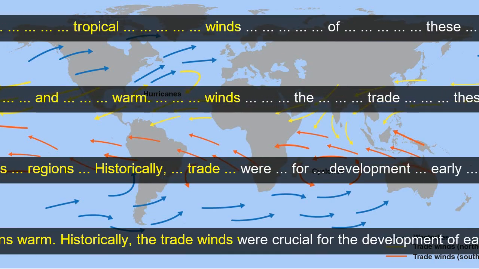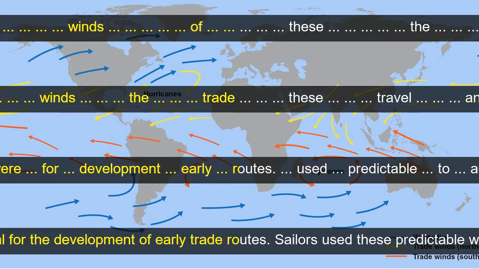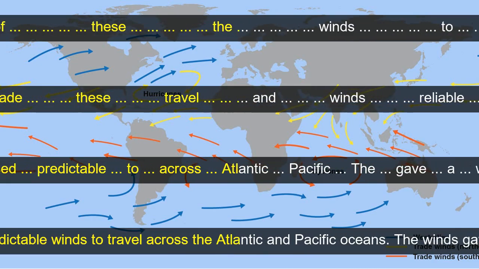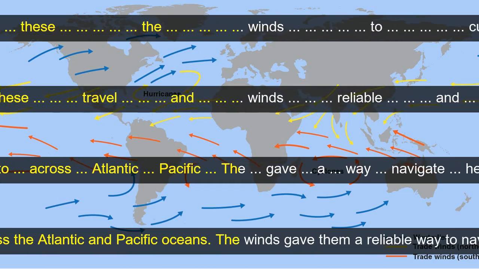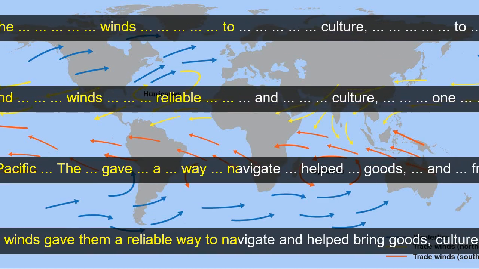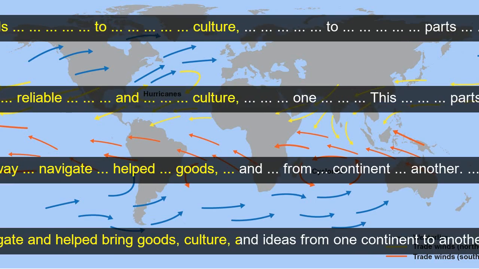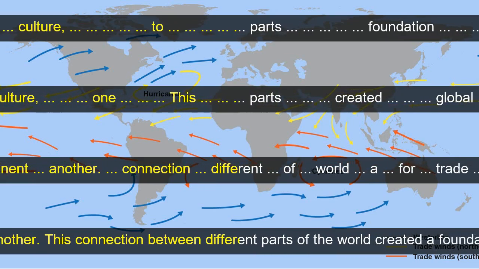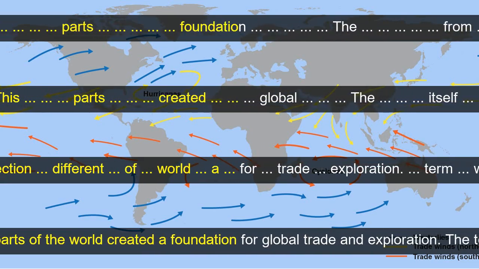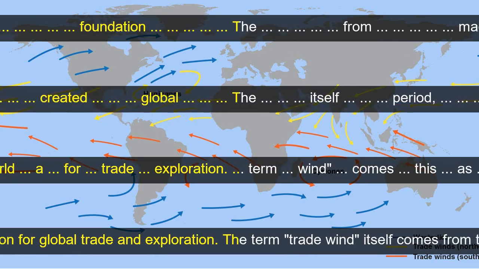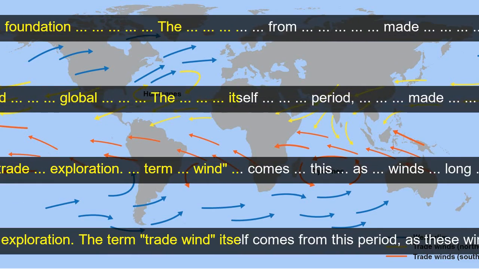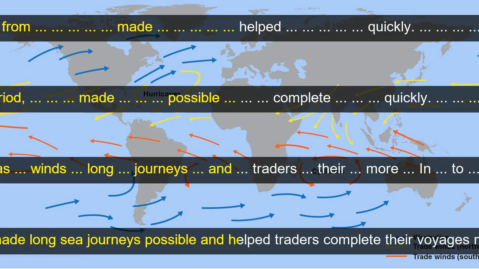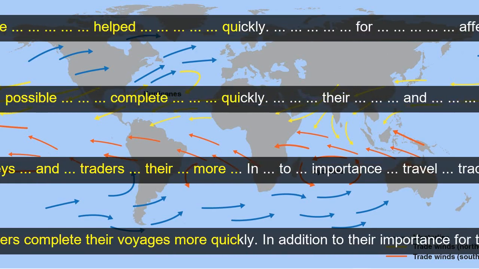Historically, the trade winds were crucial for the development of early trade routes. Sailors used these predictable winds to travel across the Atlantic and Pacific Oceans. The winds gave them a reliable way to navigate and help bring goods, culture, and ideas from one continent to another. This connection between different parts of the world created a foundation for global trade and exploration. The term trade wind itself comes from this period, as these winds made long sea journeys possible and helped traders complete their voyages more quickly.